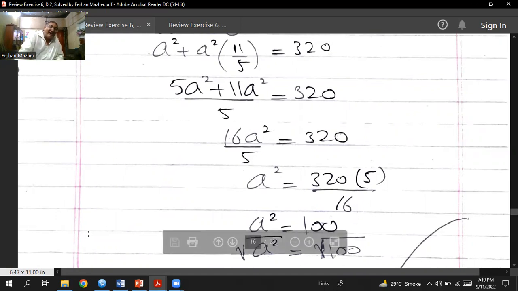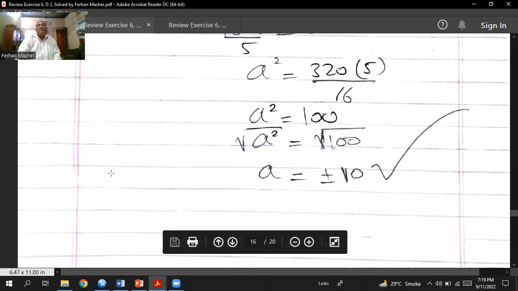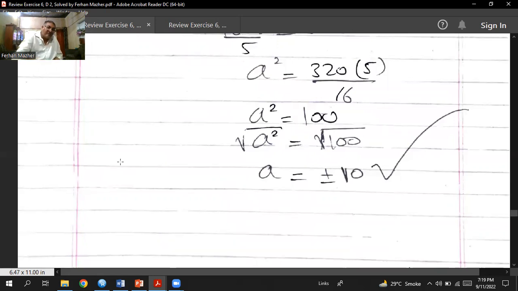Take square root on both the sides. So a will be equal to 10.